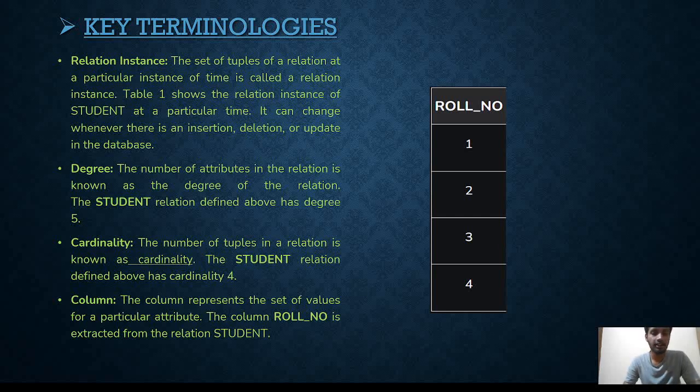Cardinality. The number of tuples in a relation is known as cardinality. We'll see the total number of tuples, and that will tell us the cardinality. The student relation defined above has cardinality 4. Column. The column represents a set of values for a particular attribute. The column roll number is extracted from the relation student.